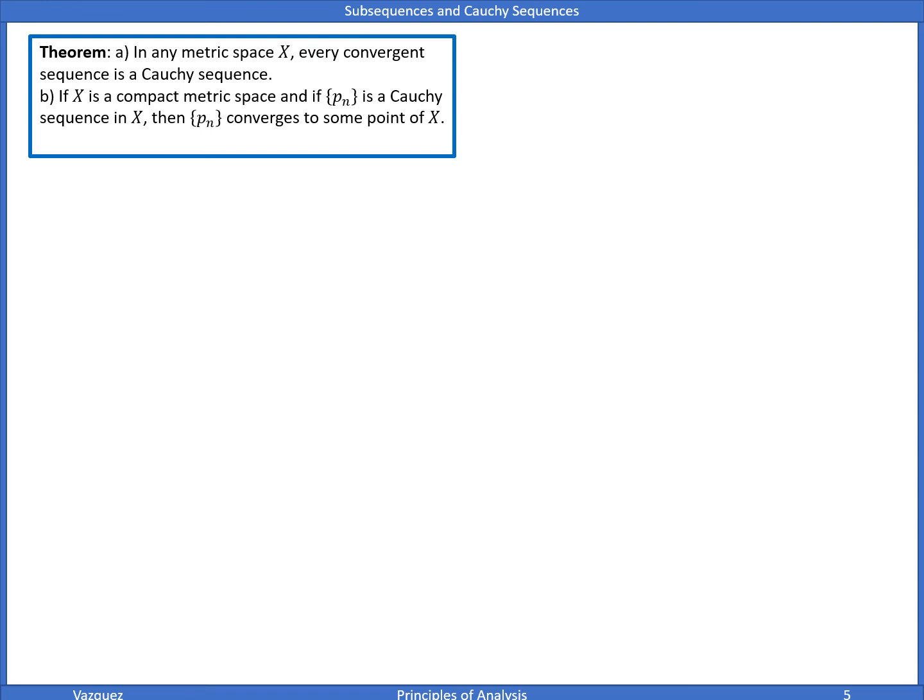Also, if X is a compact metric space and if P sub n is a Cauchy sequence in X, then P sub n converges to some point of X. And finally, in R^k, every Cauchy sequence converges.